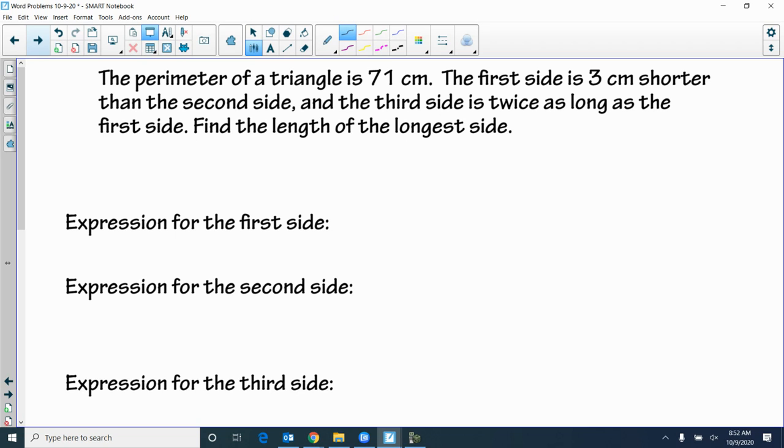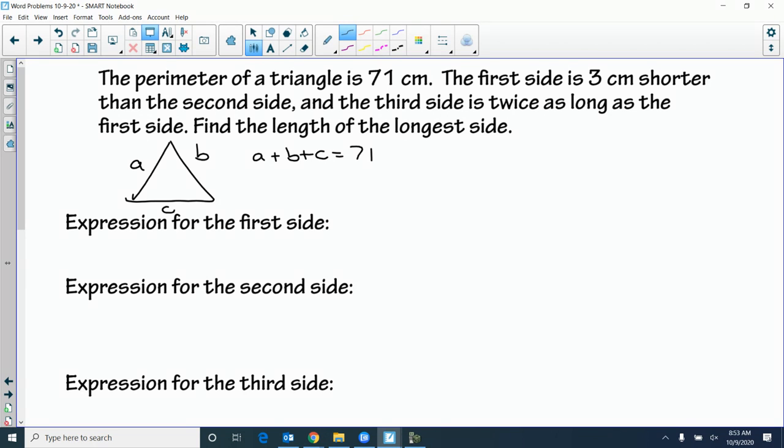Perimeter, what's perimeter mean? Let's make sure we understand. Caitlin, you remember what perimeter means? The outside. Okay, you measure the distance around the outside, good. So we got a triangle. A triangle has 3 sides. So if they tell you the perimeter is 71, that means that the 3 sides added together equals 71. I'm just giving you the general idea here.